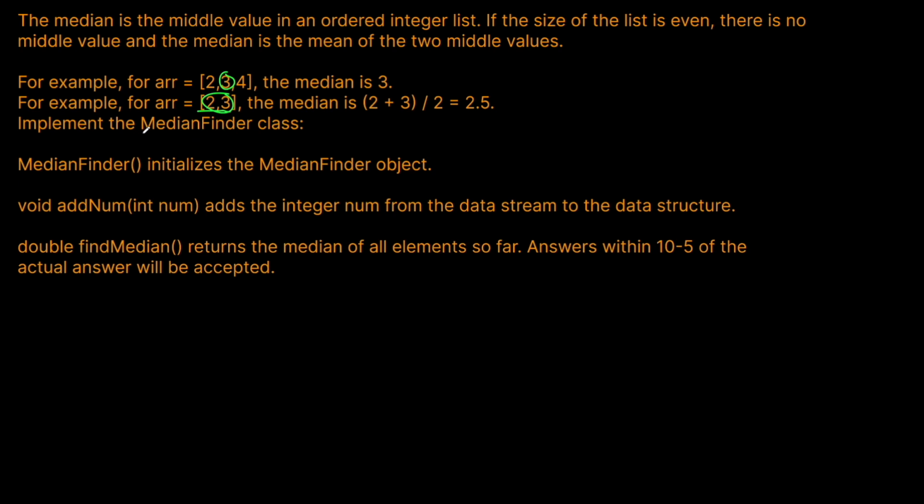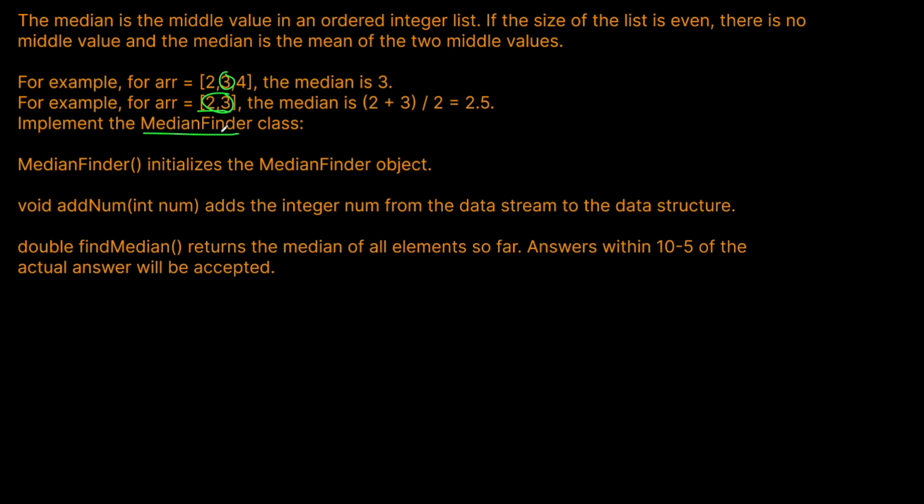So we're asked to implement the MedianFinder class, and this MedianFinder is going to be initialized as a standard class, and it's going to have two methods. The first is going to be addNum, which takes an integer number and doesn't return anything. It's simply going to add the integer to the data stream stored somewhere in the data structure. The second method is going to be findMedian, which returns a double, and what it's going to do is return the median of all the elements that we've seen so far.